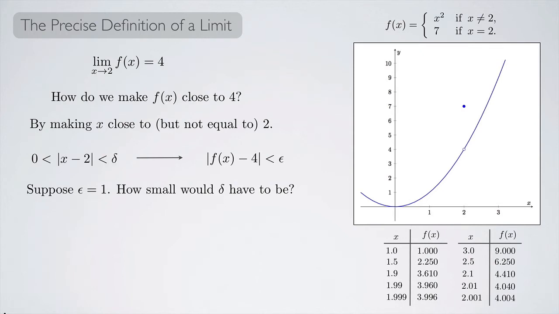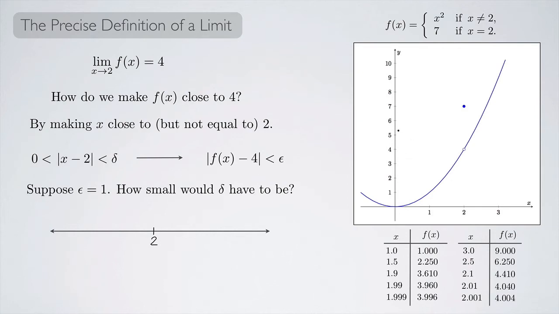Suppose epsilon is 1. How small would I have to make delta? Well, in this case, I can look at a number line here. And on this number line, I'm going to plot the x-axis, and I'm going to look at 2 right here. Okay, so there is 2. And I want to know how close to 2 I need to be so that the absolute value of f of x minus 4 is less than 1.